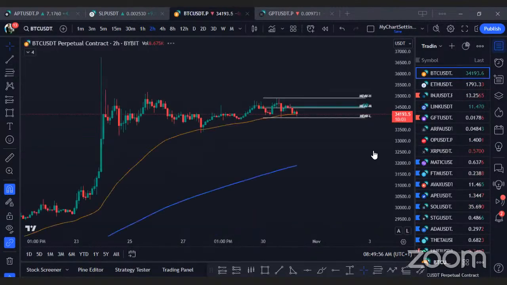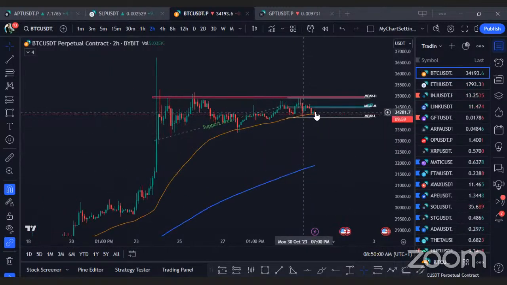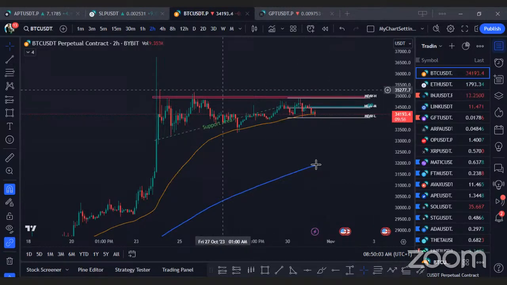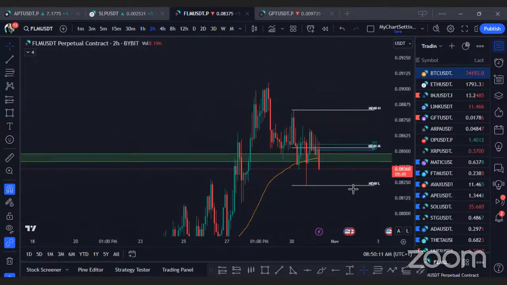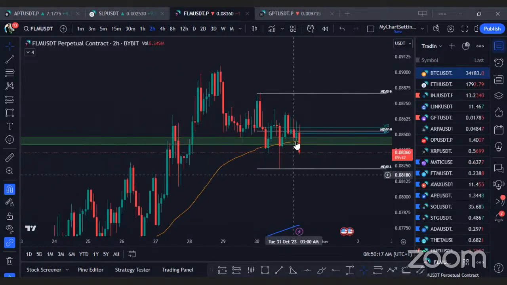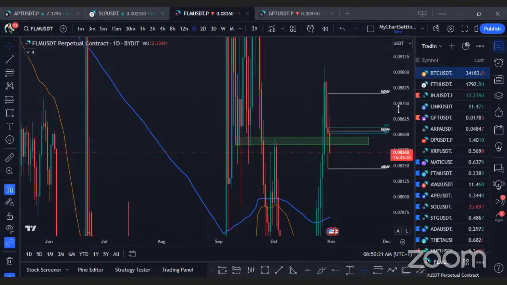I see why some of these tokens are just dumping and dumping. BTC is coming back down to that area, to the 50 moving average and so on. So guys, take it easy on this stuff. But I see this token could maybe come back down to that 82 before we start going back up. So let's pay attention to this one too.